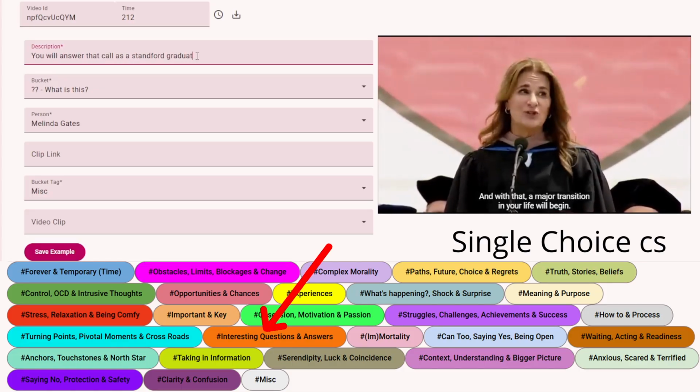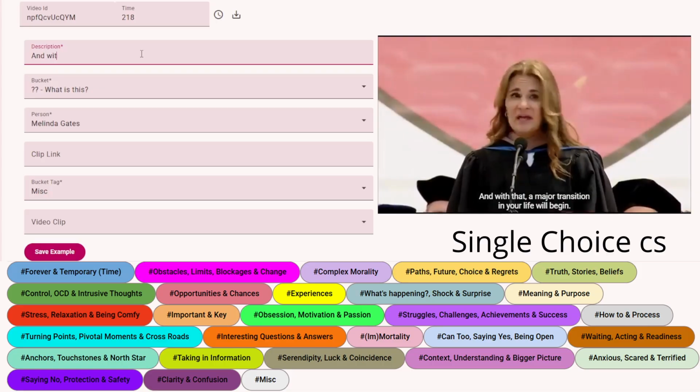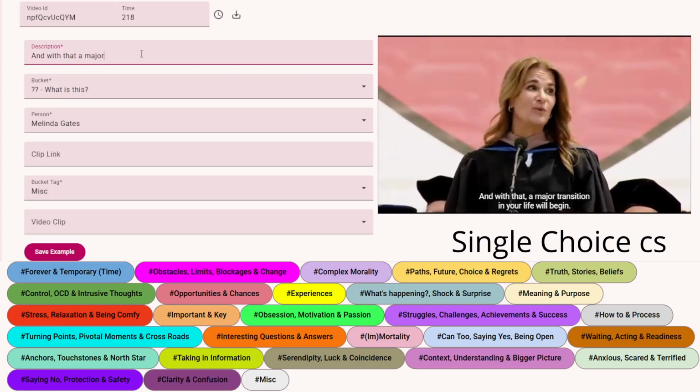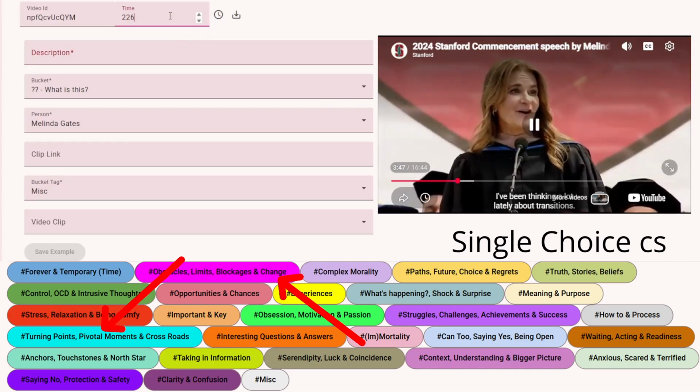Now, questions and answers are a category on the choice axis. That's because, again, we're trying to find out what the truth is and the correct information. It's not used that way here, but why not save it anyway for future comparison? And with that, a major transition in your life will begin. Transition akin to change, very strong choice word. We get it twice here.